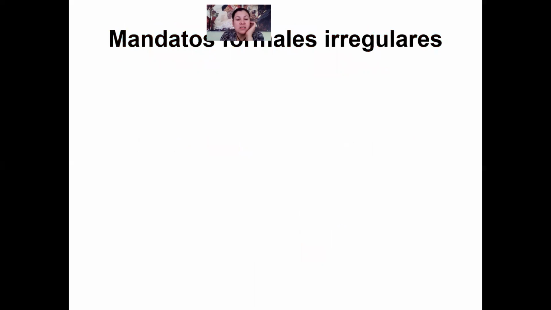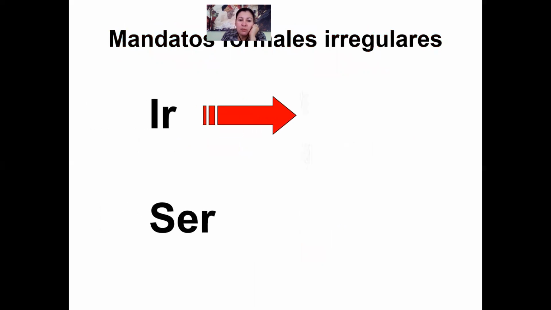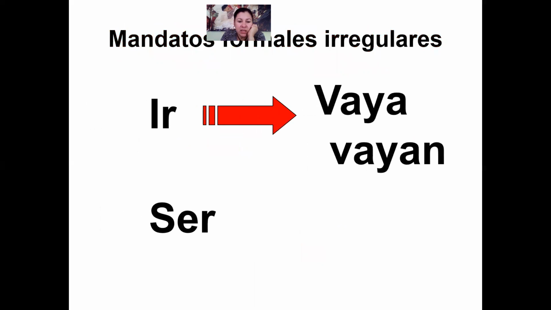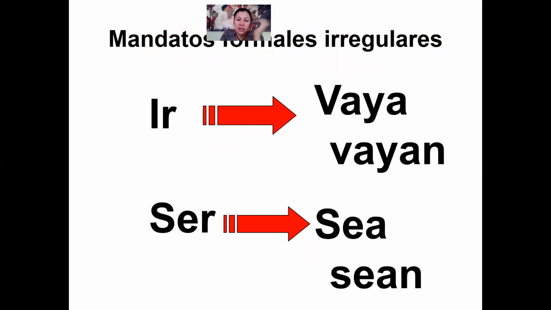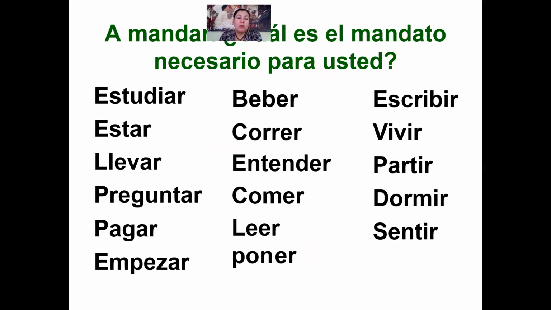Now, there are irregulars, so let's see them. Ir and ser are the irregulars. For ir, we have vaya and vayan, and for ser, we have sea and sean. These are irregular formal commands that we have. Then, what would be the command for these verbs? Estudie, yeah. Try to answer that before I reveal it so you practice. You already know that one. Esté.